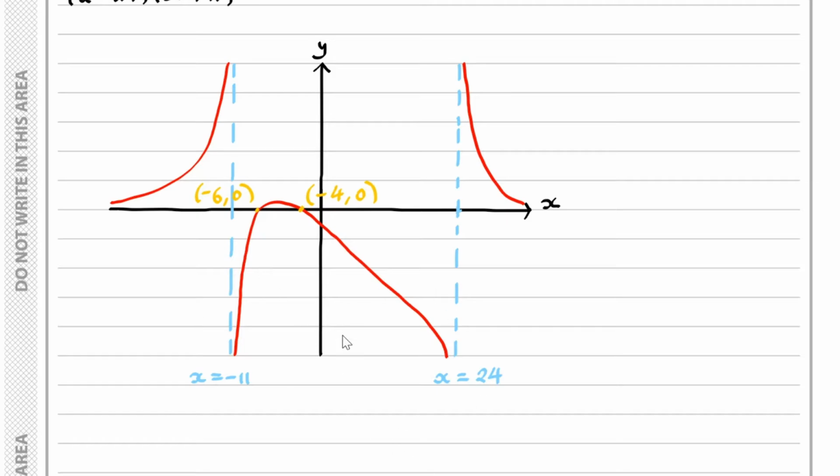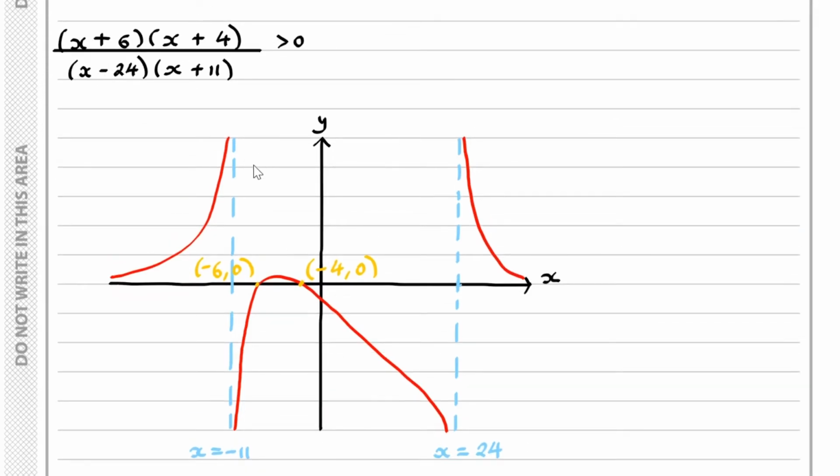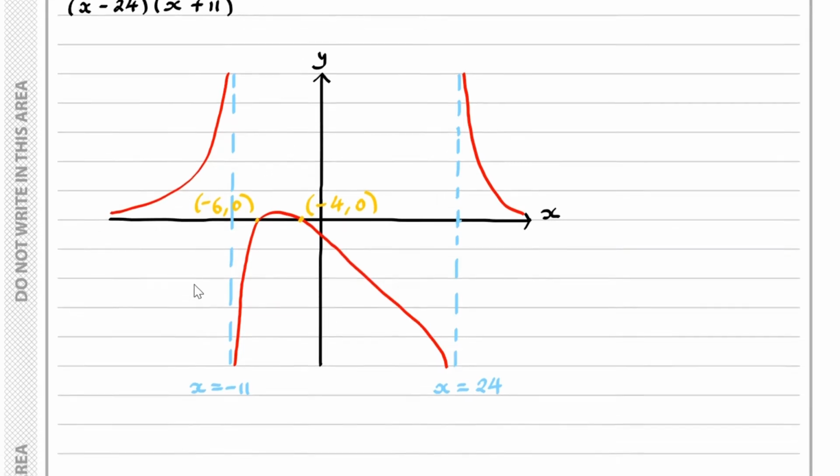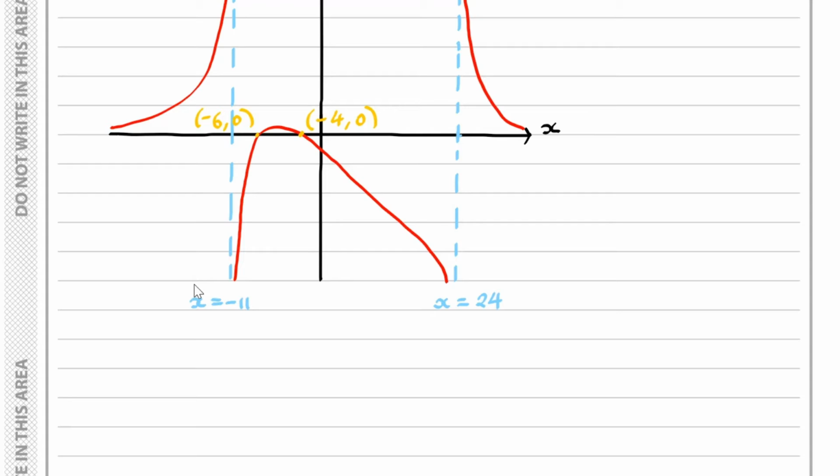Having drawn the graph, we have an asymptote at minus 11 and 24. That's from the bottom. And therefore, we end up with this sort of graph over here. And we're looking at where this graph is greater than 0, anything above the x-axis. And we see that the graph is greater than 0 when x is less than minus 11, in between minus 6 and minus 4, and also when x is greater than 24.